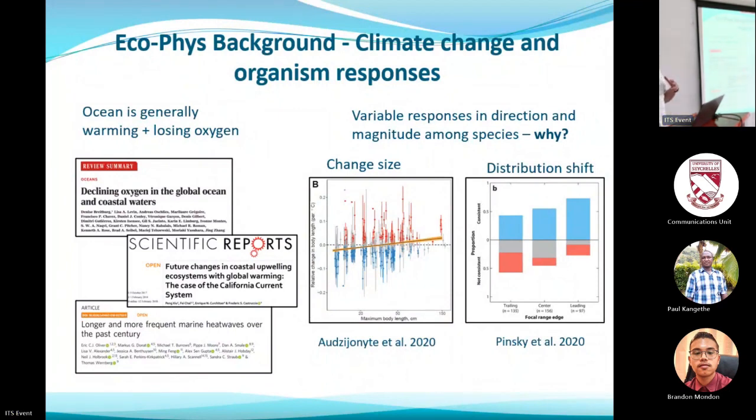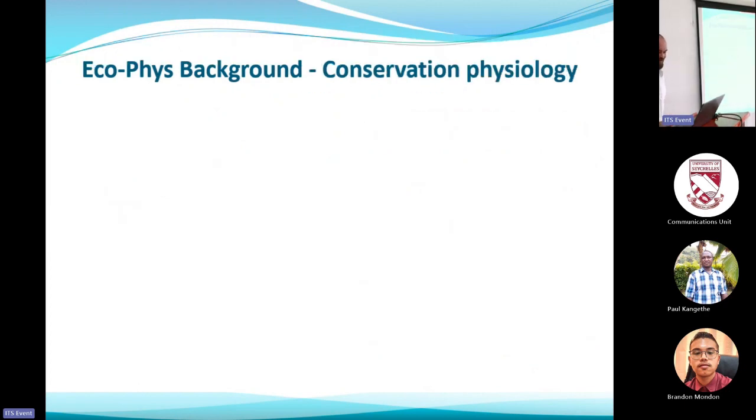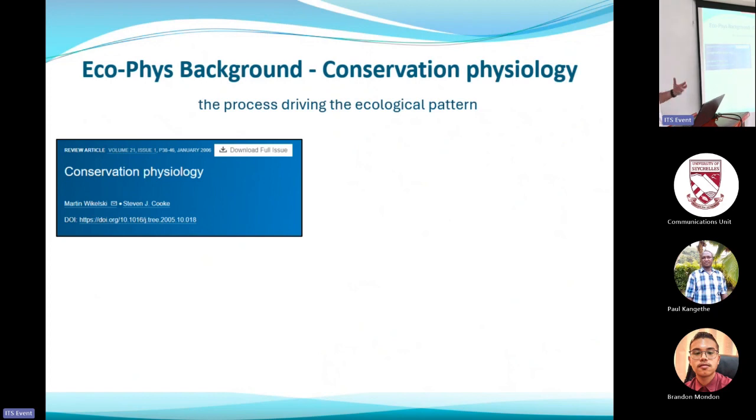So the field of conservation physiology or ecophysiology really had its moment to shine. That's because it promised to be a study of the physiology driving the ecological pattern that we're seeing, right? The shifting distributions, the changes in body size, or the changes in timing of events and things like that. And this paper came out in 2006 titled Conservation Physiology, which was the first time it was documented officially in the marine ecology literature.